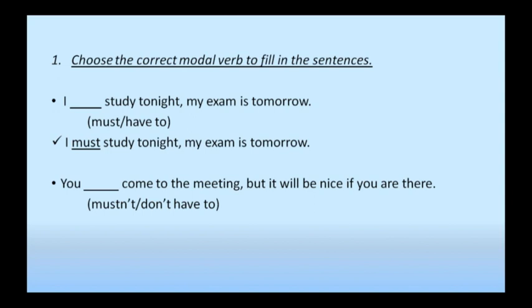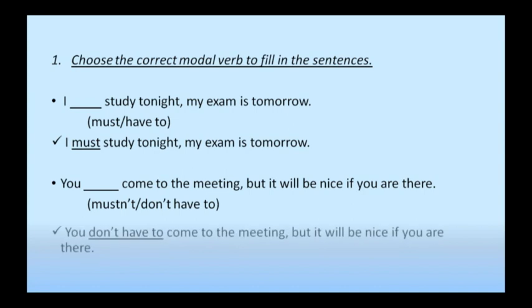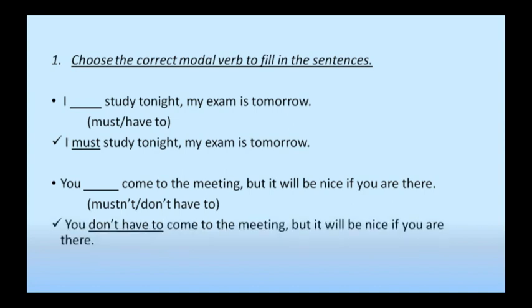The second sentence is, you come to the meeting, but it will be nice if you are there. We have to choose between mustn't and don't have to. The correct form is don't have to. You don't have to come to the meeting, but it will be nice if you are there.